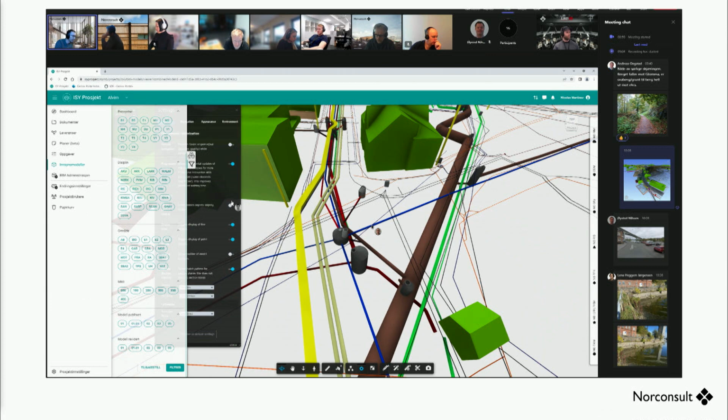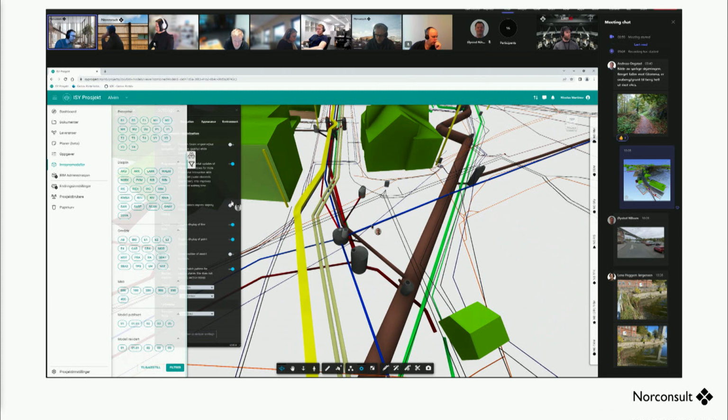And this is an example of a typical design coordination meeting where you are speaking about actual engineering tasks and engineering, not necessarily conflicts, but engineering issues.